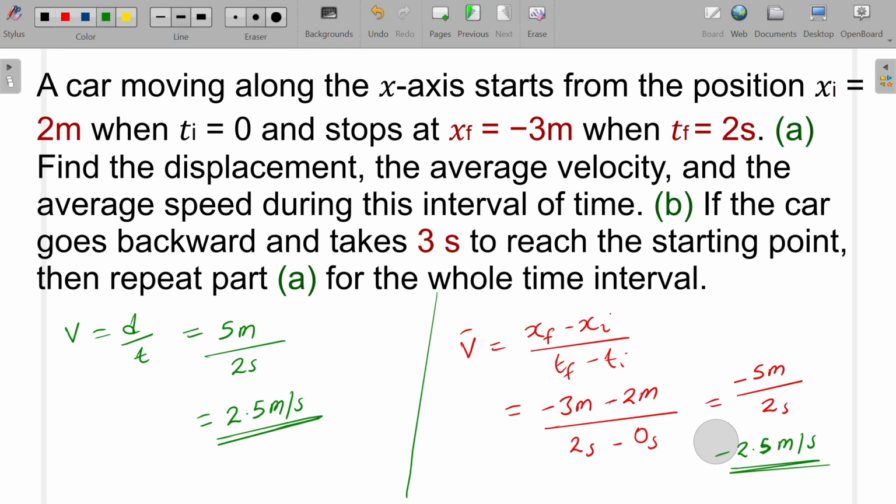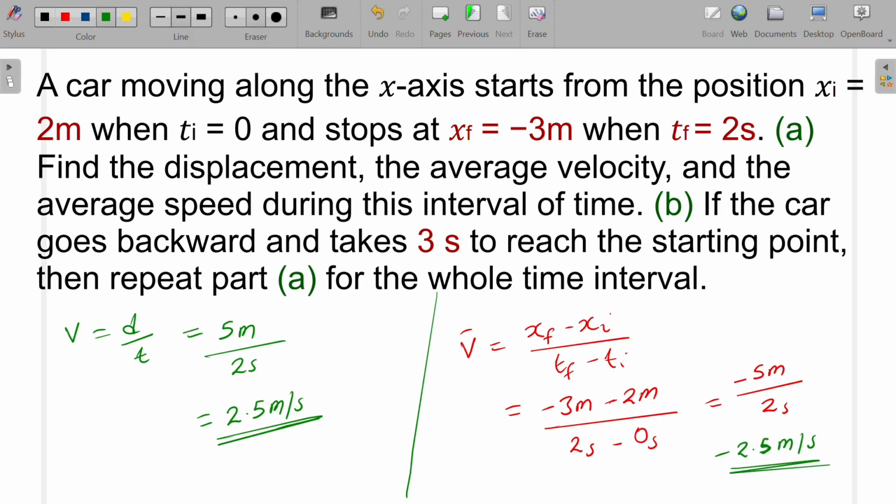But velocity is a vector quantity, so it shows the direction. The negative that we have here is showing that we moved from the positive to the negative x direction. So this is the negative we have here, because velocity is a vector quantity. And we have it as a positive here because it doesn't show direction, simply because speed is a scalar quantity. So that's what we have for those two.